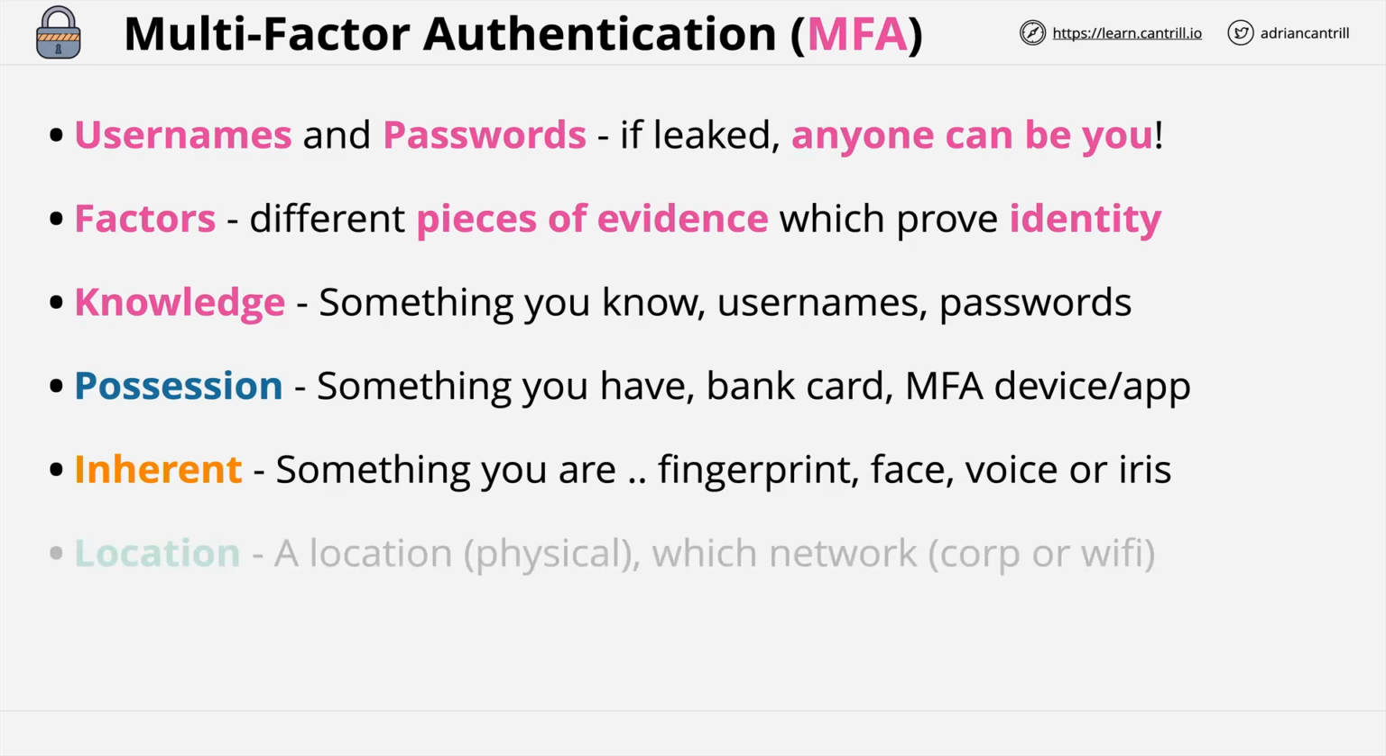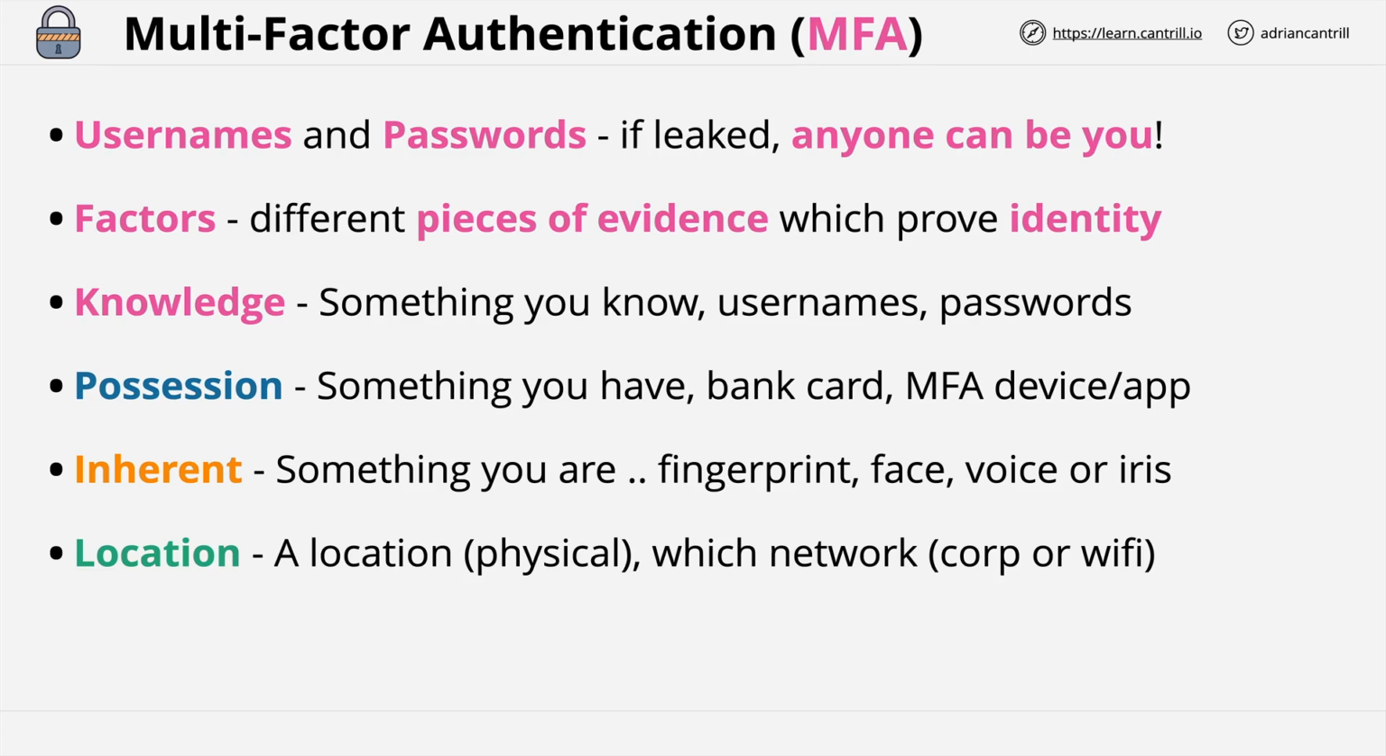And then lastly, we have location. This can be either a physical location, so a particular set of coordinates anywhere in the world, or it can be the type of network that you're currently logged into to access a system. So whether you're logged into the corporate network or using your home Wi-Fi network. Various different security procedures might require a certain location, which is a factor to use as part of an authentication process.